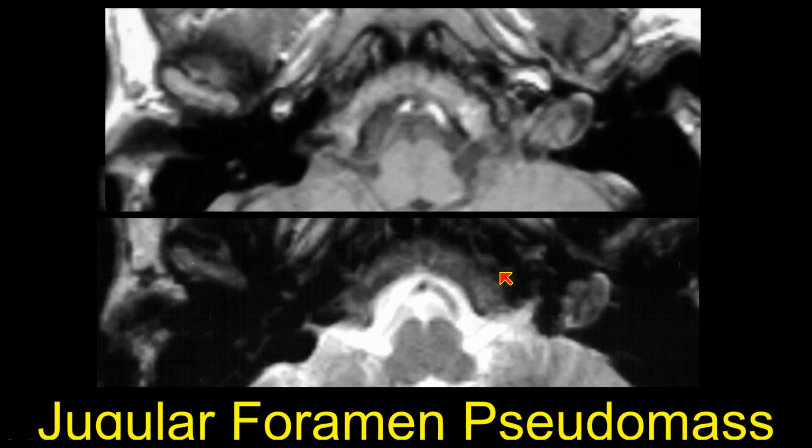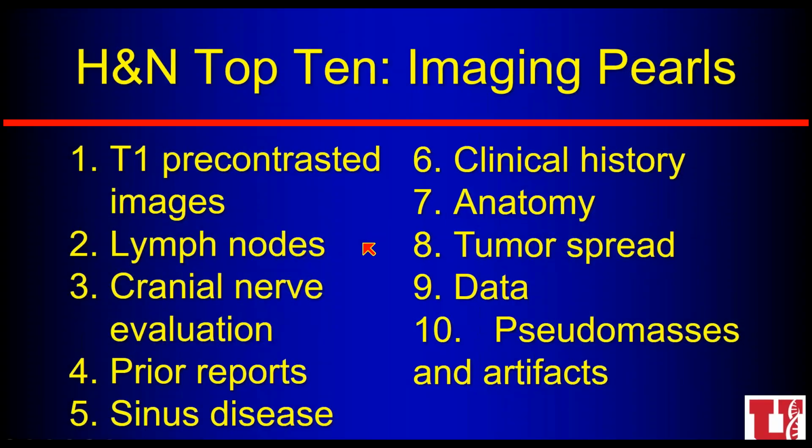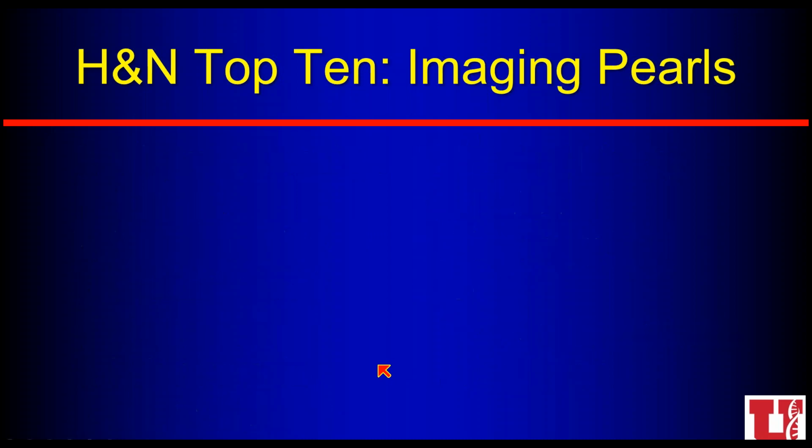Another area where we frequently see pseudomasses is at the jugular foramen. A couple of times a year, I get a patient referred for a biopsy of a possible skull-base metastatic lesion, and if I look at it, that may just be asymmetric flow if one jugular foramen is larger than the other one. So that's an area I want to pay attention to, and don't send my surgeons to operate on a normal variant. So that's a quick review of some top 10 head and neck imaging pearls in some important areas.